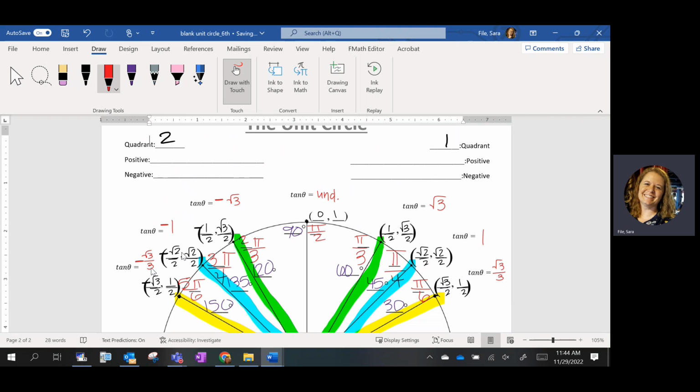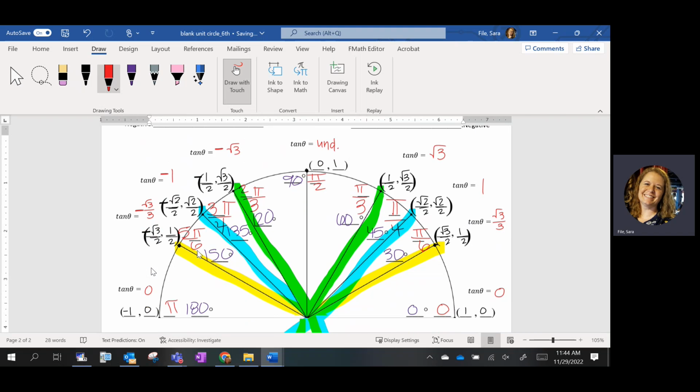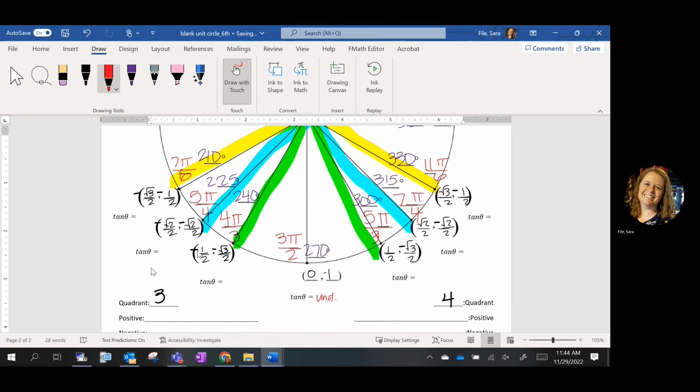So far, so good? What about in quadrant 3? X and Y are both negative. So what happens when you have a negative divided by a negative? Yeah, tangent comes out positive. And we knew that. All Students Take, the T is for tangent. Tangent is positive here. So it's root 3 over 3, 1, and root 3.